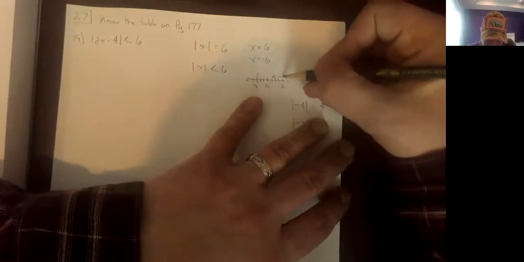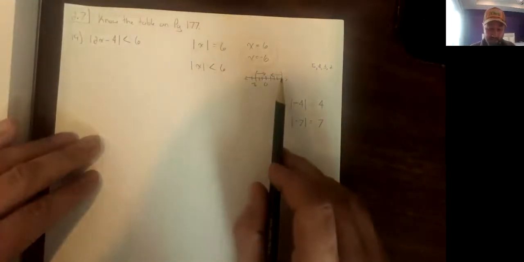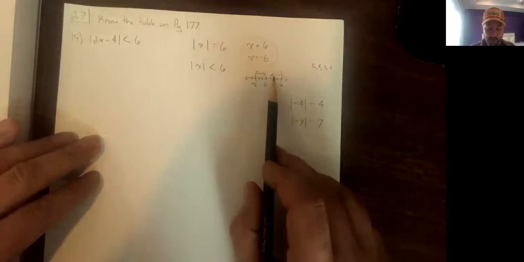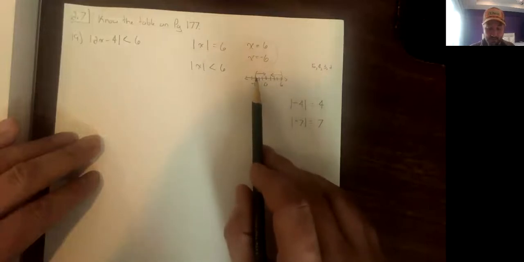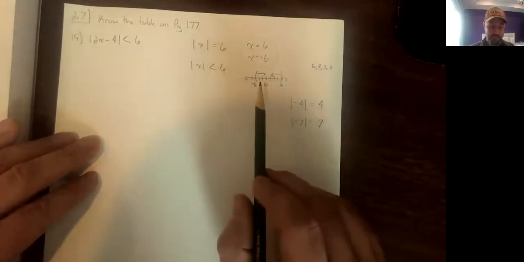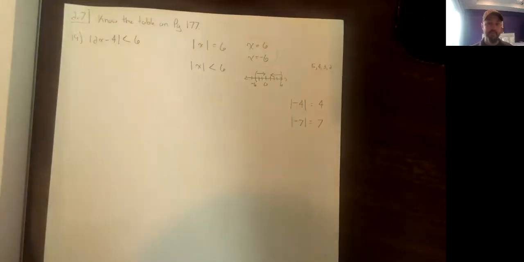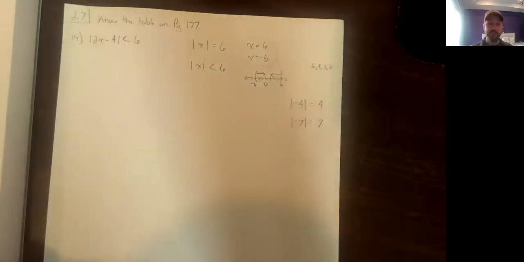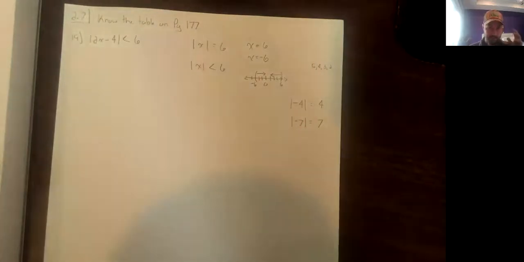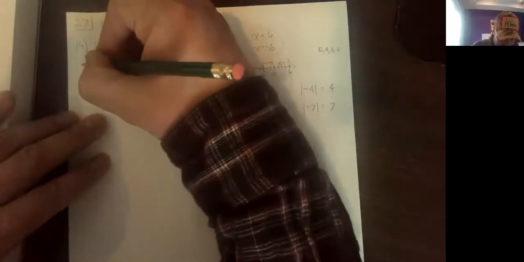Right now, what we know is that less than 6 means any whole number less than 6 or any negative number whose absolute value is less than 6. So any negative number that's bigger than negative 6 in real value. Negative 5 is bigger than negative 6. Negative 4 is bigger than negative 6 in real value. But in absolute value, those are less than. That's what you've got to wrap your head around for section 2.7. So let's work this problem. Maybe it'll help you understand a little better.